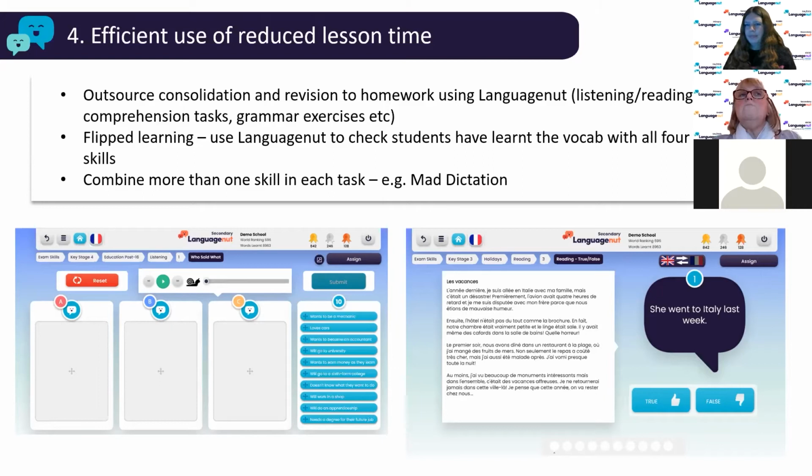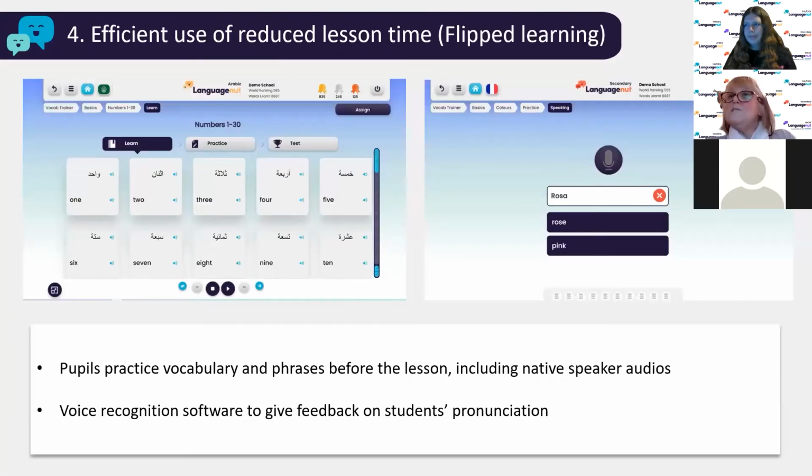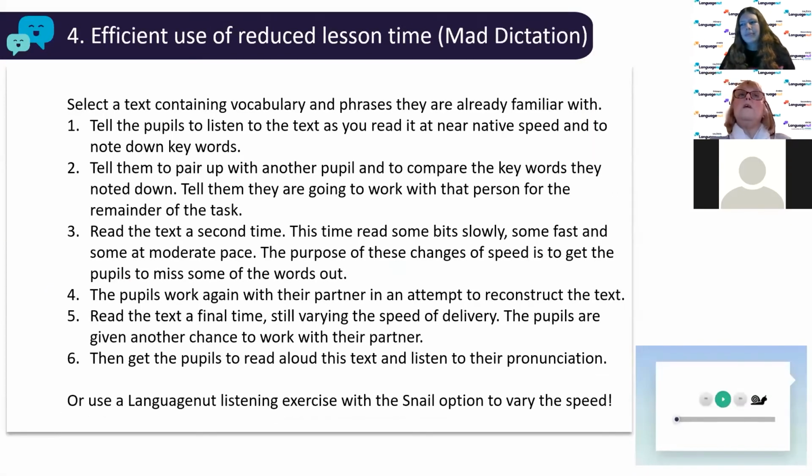We've also got another suggestion, which is to combine, as I said earlier, more than one skill in each task. If you can move to the next slide, Zoe, we've got the MAD dictation, which I know Gianfranco Conti uses, and it's something I've used for many years. It's been around a long time, just with different names. You tell the pupils they're going to listen to a text, and listening is always the skill that they find difficult. You could read it at near normal speed, and then ask the pupils to write down some keywords that they hear, then pair them with another student to compare the words they've got, and tell them they're going to work with that person for the rest of that task.